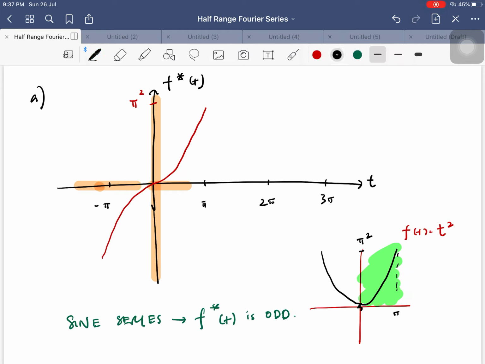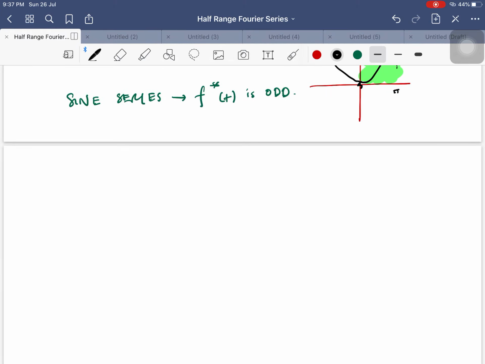And here at the bottom, because they are symmetrical, this is going to be a value of negative pi square. So that is going to be the case when we have a sine series. So you have to make it into an odd function. Okay, so now that I already have the function, I can straight away write the analytical description.